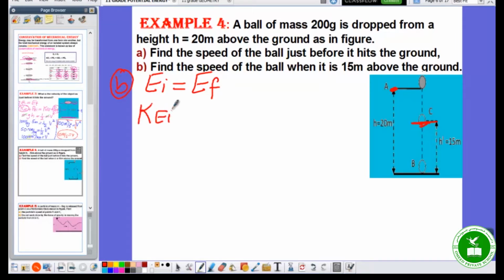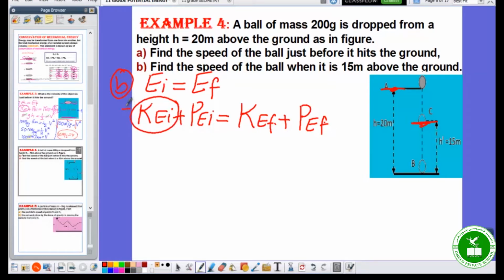Now, initial kinetic energy plus initial potential energy should be equal to final kinetic energy plus final potential energy. Okay? Again, at this level, you know kinetic energy is 0. So this is equal to 0. Now, let's write the remaining parts. Potential energy we have because we have height. Potential energy is M times G times H will be equal to potential energy at this point.